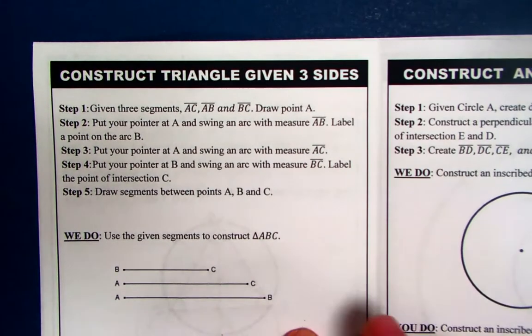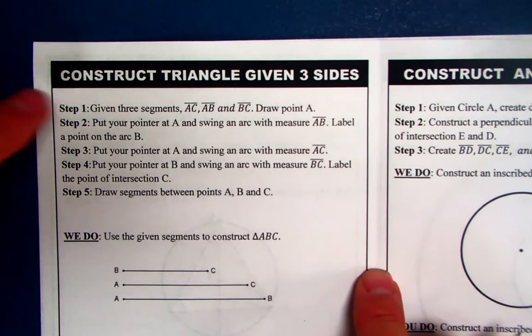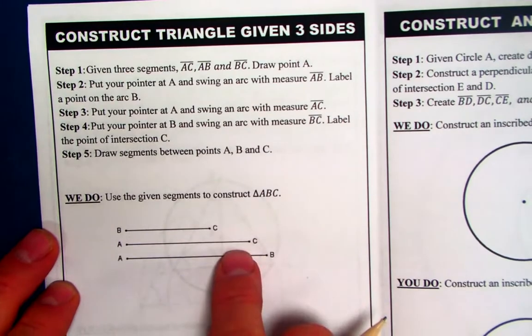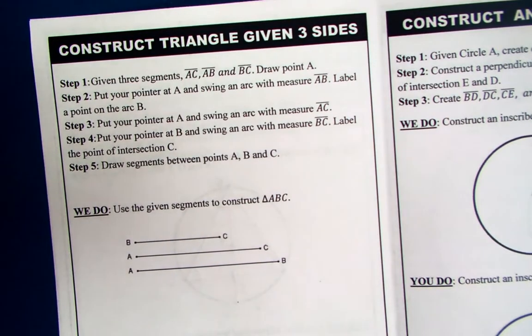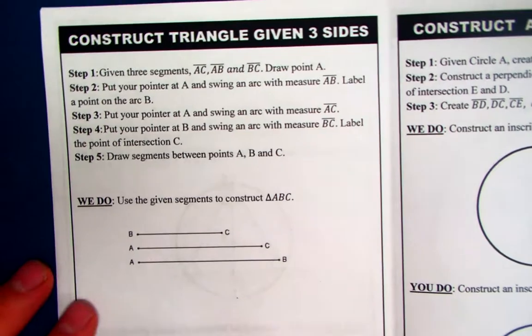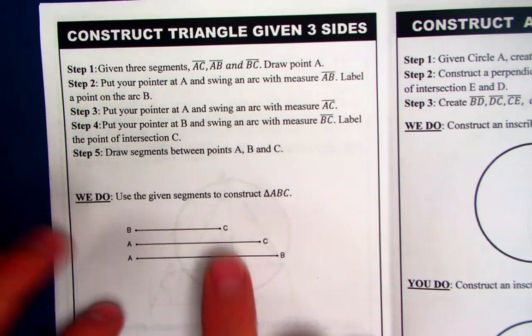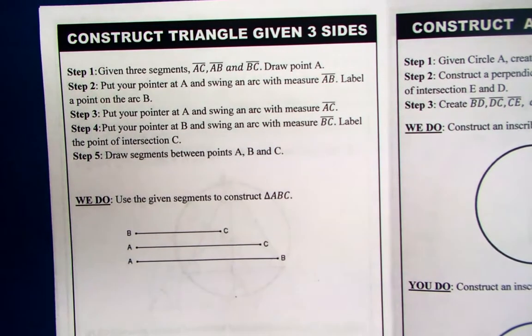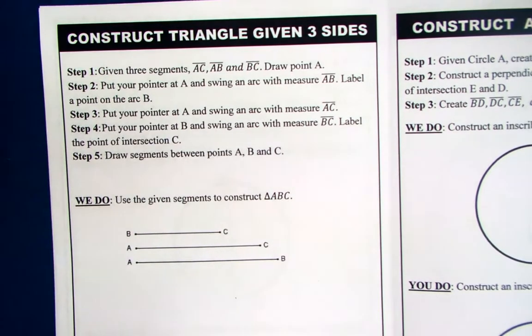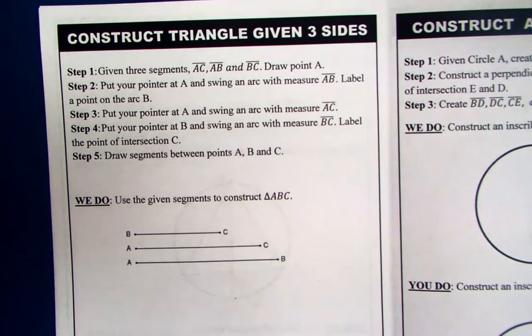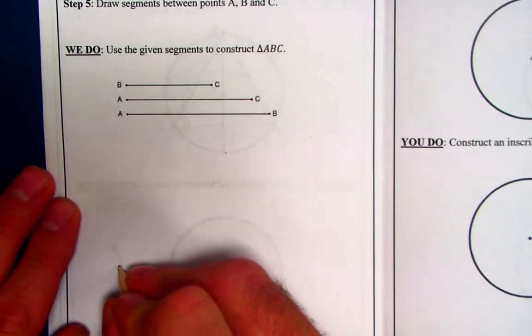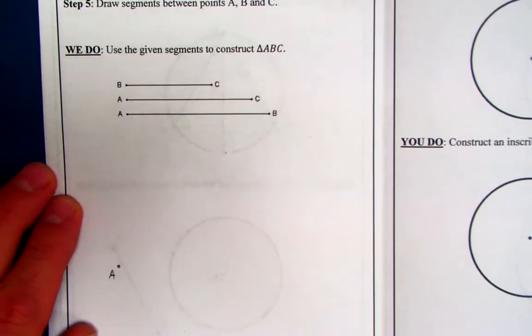In this next example, we're going to construct a triangle just given three sides. These are three random sides, and the idea is we're going to make one triangle. What's interesting about this is with these three sides, we're all going to make the same triangle, meaning there's only one triangle that we can form with these lengths. So it's fixed. We're going to start by drawing point A. We need one corner of our triangle, one vertex. We can just put that anywhere.